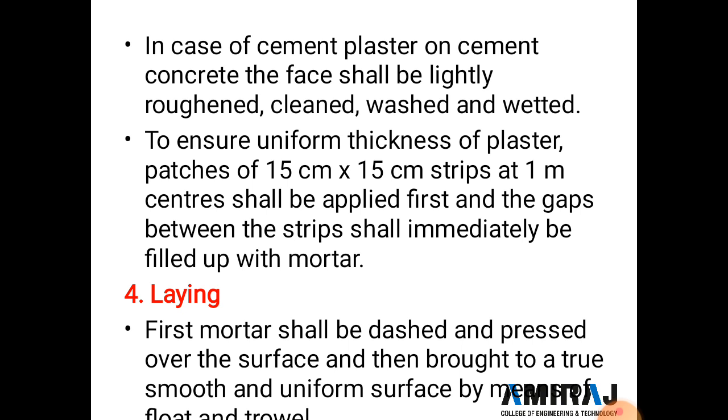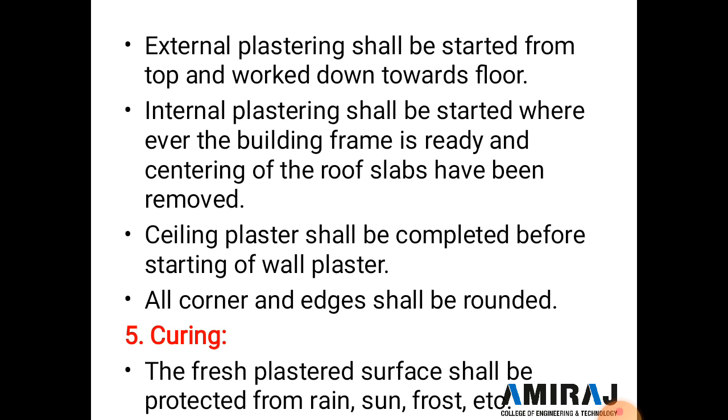The fourth point of the specification is laying. First the mortar shall be dashed and pressed over the surface, and then brought to a true, smooth and uniform surface by means of float and trowel. External plaster shall be started from the top and worked down toward the floor. Internal plaster is started when the building frame is ready and the centering of the roof slab has been removed, and the ceiling plaster shall be completed before starting the wall plaster. So first we complete the ceiling plaster, and after that the wall plaster. All corners and edges should be rounded, so no right angle corner is created, because it is easy to break. It is compulsory that all corners and edges shall be rounded.